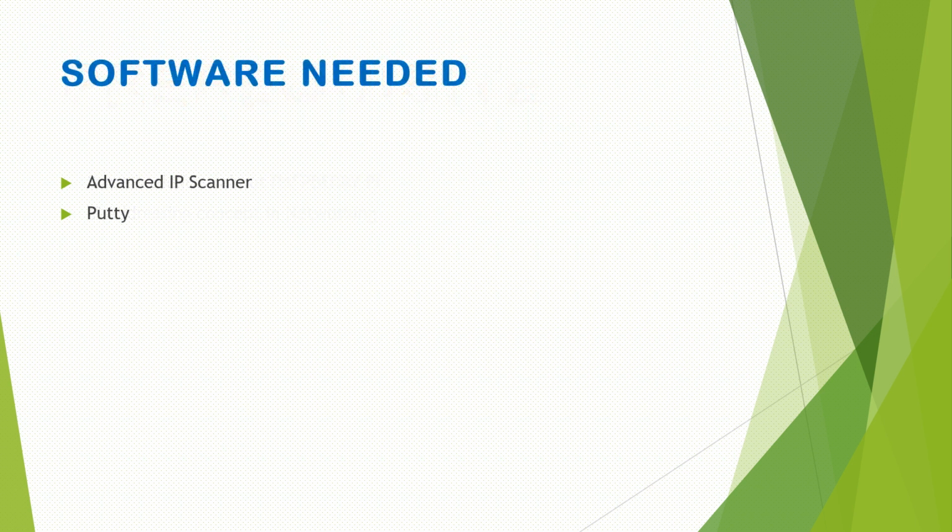So which software do I need? Two pieces of software you need to download and install. The first one is Advanced IP Scanner, and the second one is PuTTY. What is the purpose of the Advanced IP Scanner? Through this I can get the actual IP assigned to my Raspberry Pi, and PuTTY is for testing purposes, to check whether I am able to access my Raspberry Pi on my Windows screen or not. So these two software you need to download and install.